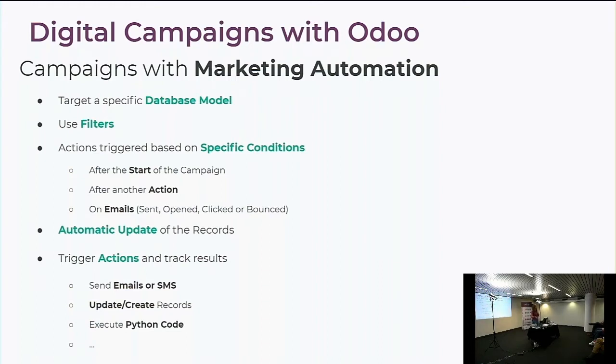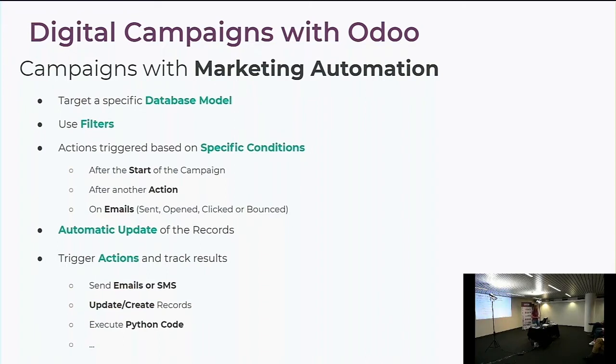And then the main goal of marketing automation is that you have a real link between all the database and your campaign, so you can create some activities based on specific conditions. Let's say when you start a campaign, you launch a first activity, then you can create activities that are triggered by the result of the first activity.